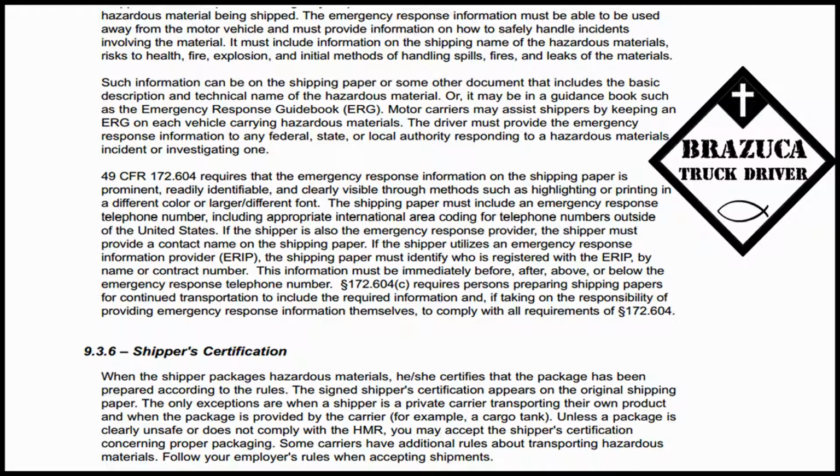172.604(c) requires persons preparing shipping papers for continued transportation to include the required information and, if taking on the responsibility of providing emergency response information themselves, to comply with all requirements.